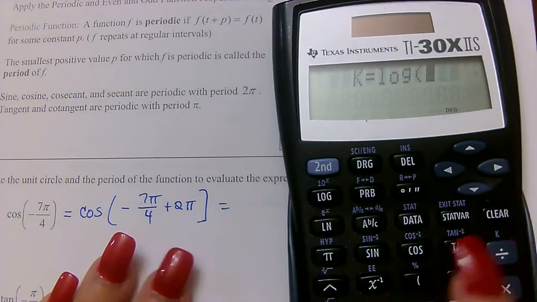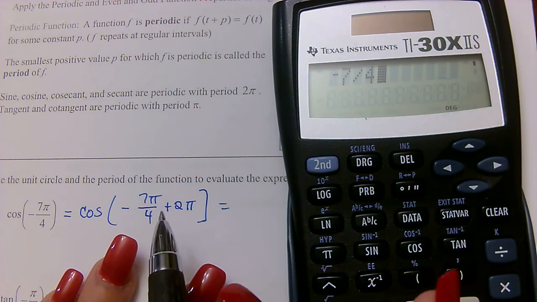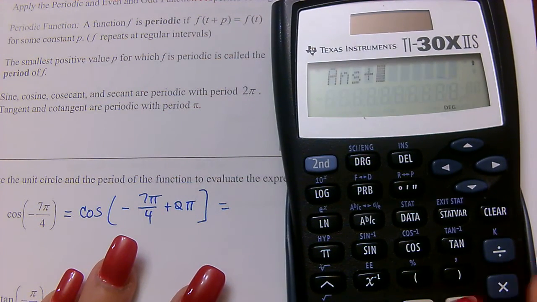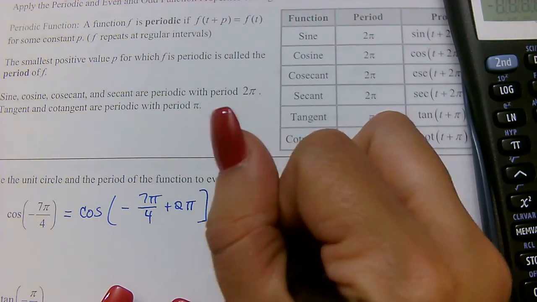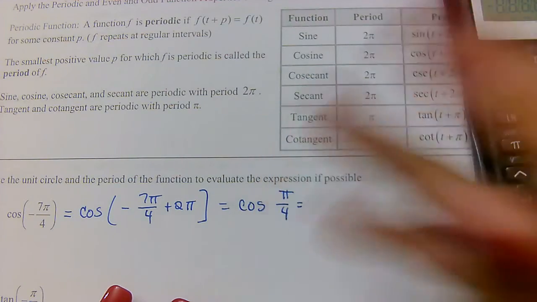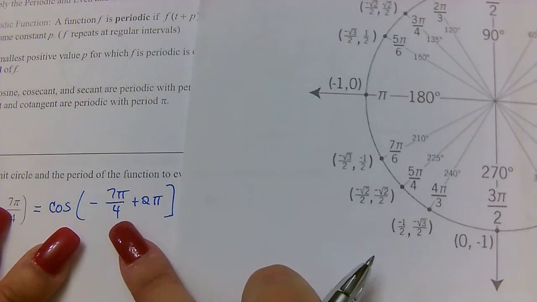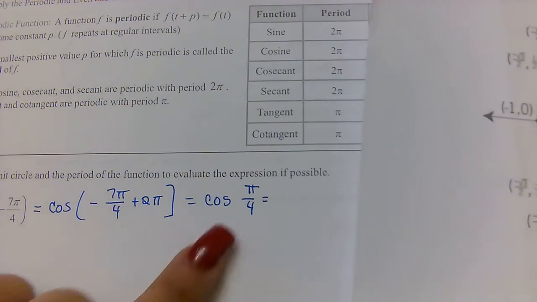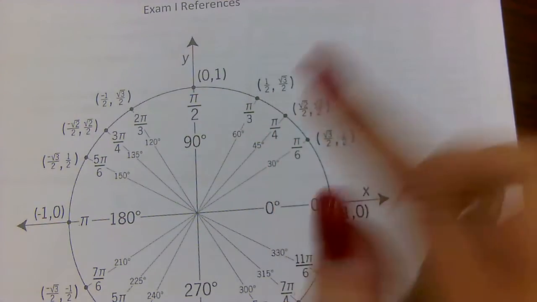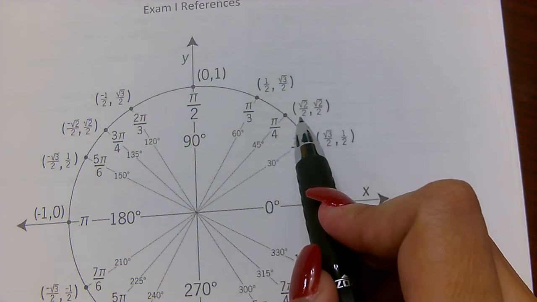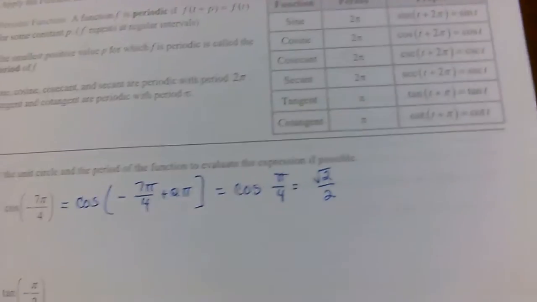I'm going to go ahead and do it here. I'm going to do negative 7 divided by 4. Remember, I don't include the pi in this case. And I'm going to add 2. And then I'm going to see that that's equal to 0.25 or 1/4. So here, this is going to be cosine of pi over 4. Now I can use the unit circle, and this is why it comes in handy, because I don't have a negative 7 pi over 4 on my unit circle, but I definitely have a pi over 4, which is right here. And what is cosine of pi over 4? Cosine is going to be your x value, so that's going to be the square root of 2 over 2. That's going to be our answer.